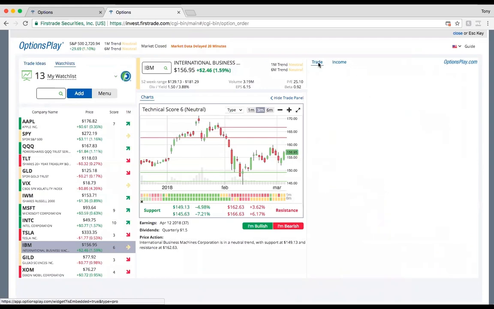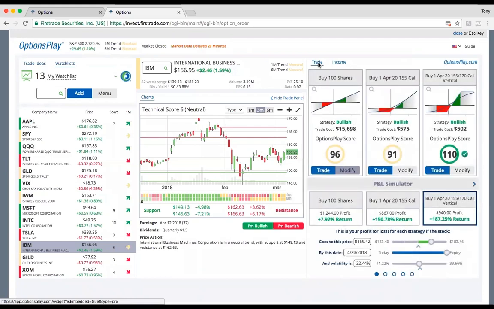So with that, I just want to go back to the trading tab real quick. I just want to show you one more thing, and then what I'll do is I'll open this up for Q&A so that you guys can ask any questions you have regarding this platform.